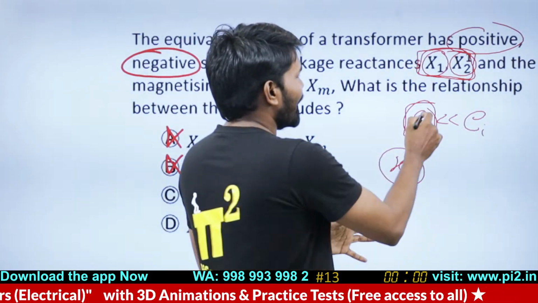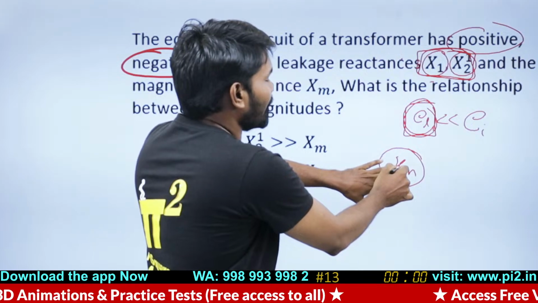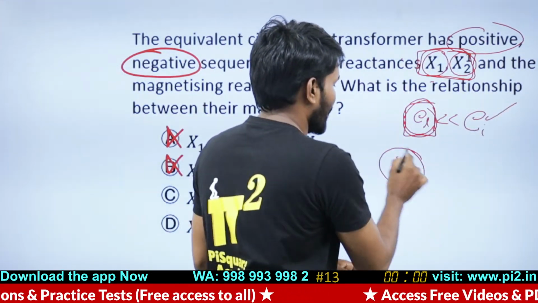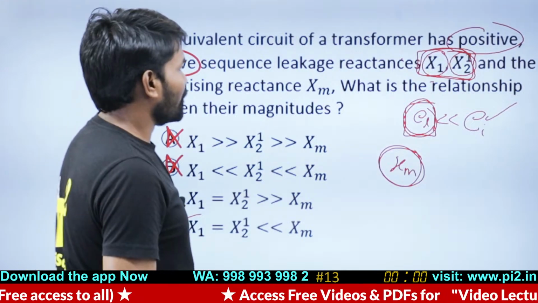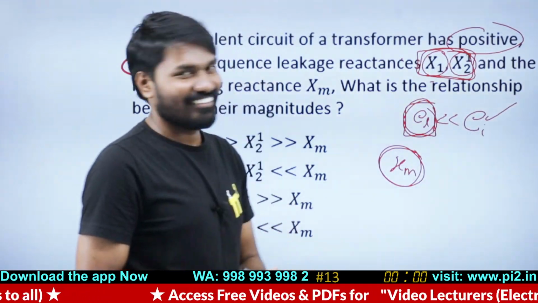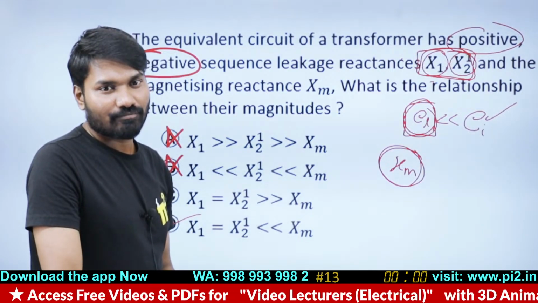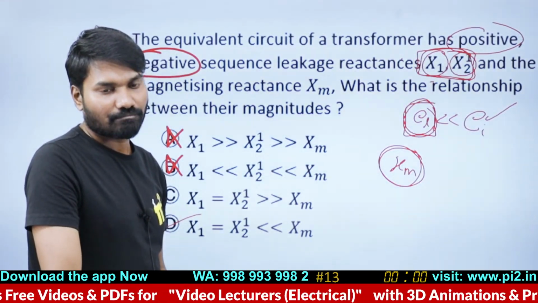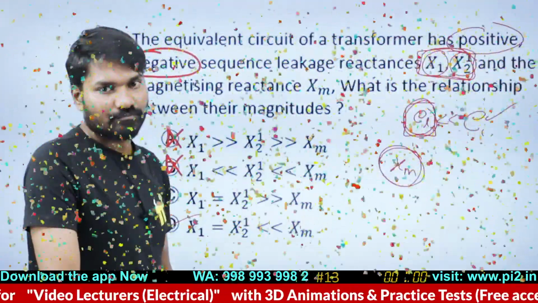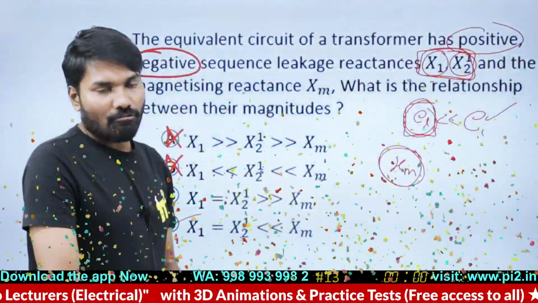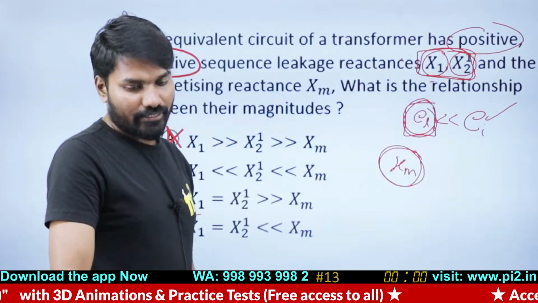Which clearly says this is a component representing this, and this is a component representing this. Obviously, this one is higher, so that's the answer. Are you clear? Okay, great. Let's head to the next question then.